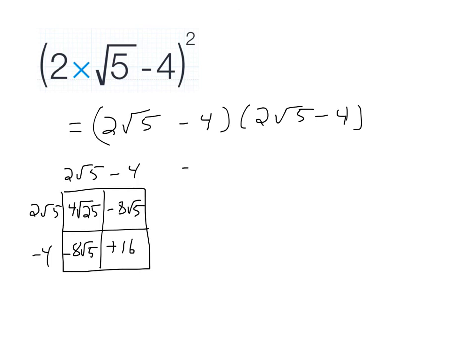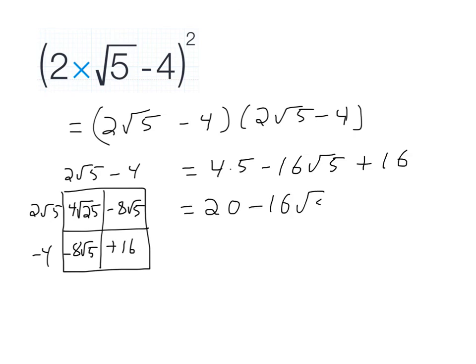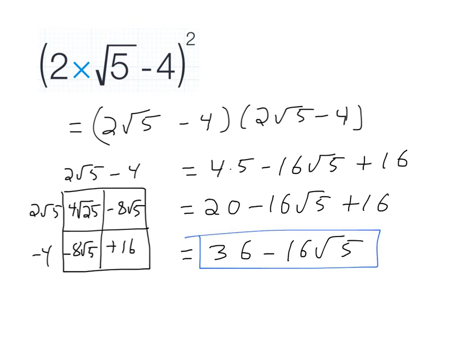Now I just go ahead and combine these. Now 4 square root of 25 ends up being 4 times 5. These two terms in the middle are like terms, so I'm going to combine them to get negative 16 rad 5. And then I have a plus 16 at the end. So you can see this is going to be 20 minus 16 rad 5 plus 16. Combine the constants on the outside. That's 36 minus 16 rad 5. And that's actually it. That's my final answer. So there are a bunch of examples of how you multiply and simplify expressions with radicals.